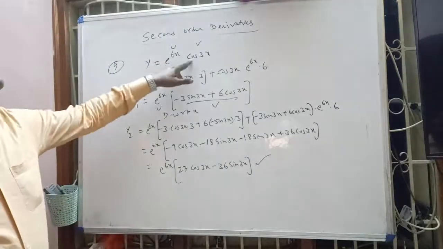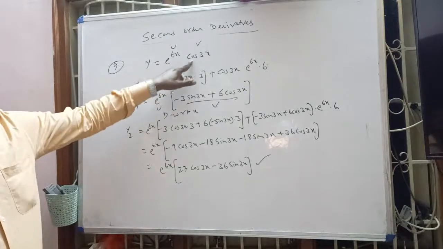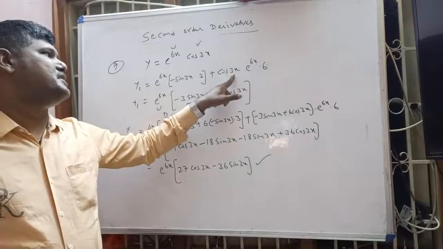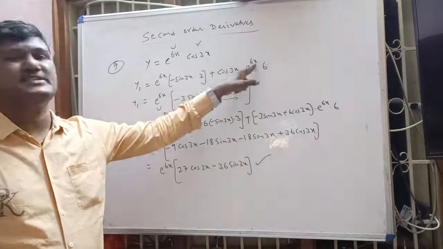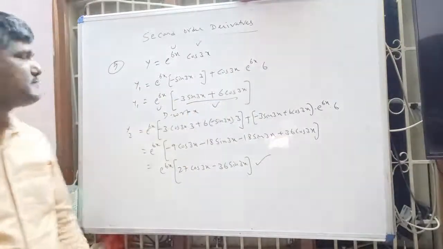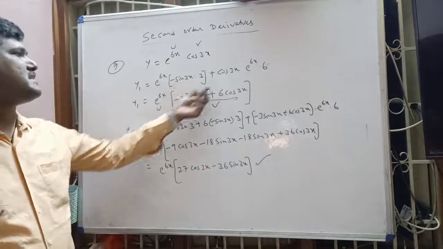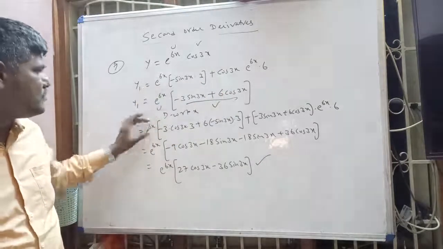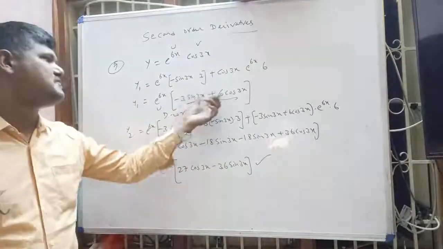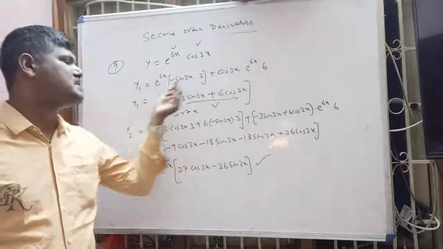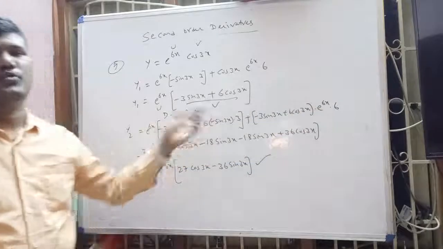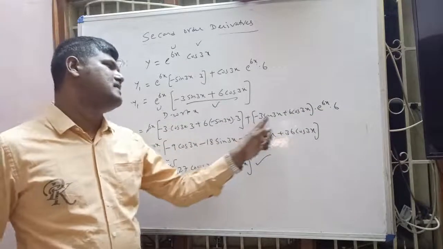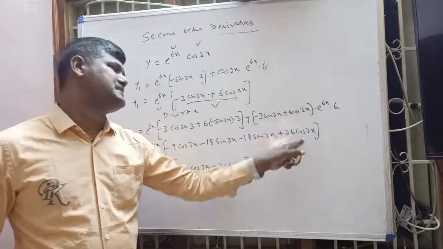This is u, this is v. e power 6x into cos 3x minus sin 3x, 3x derivative is 3. Cos 3x into e power 6x, 6x derivative is 6, chain rule. 3 sin 3x plus 6 cos 3x. Now this is u, this is v. u into this derivative I wrote here, plus v into e power 6x derivative, e power 6x into 6. Overall e power 6x common. 3 3s are 9, 6 3s are 18, 3 6s are 18, 6 6s are 36.